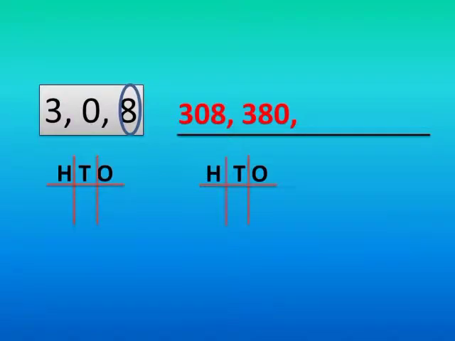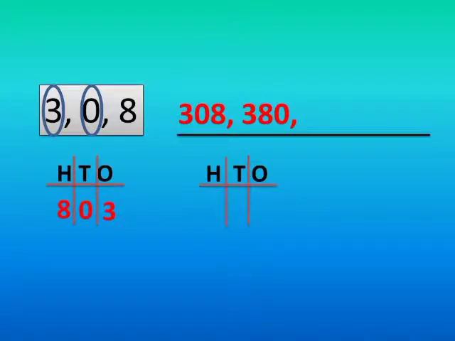Let us form the other two numbers by taking 8 in the hundreds column. After this, arrange the other two digits, that is 0 and 3, at tens and ones place. We will write 0 at tens place and 3 at ones place. Thus, the number formed is 803.